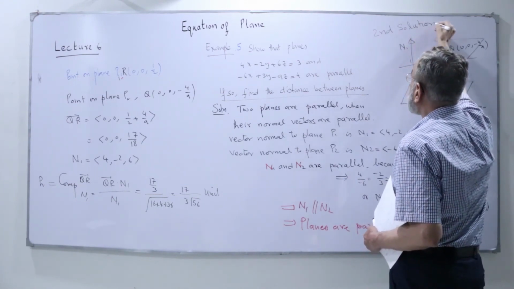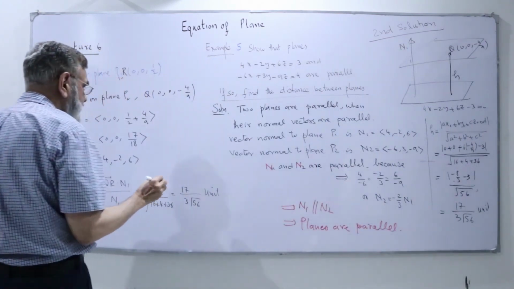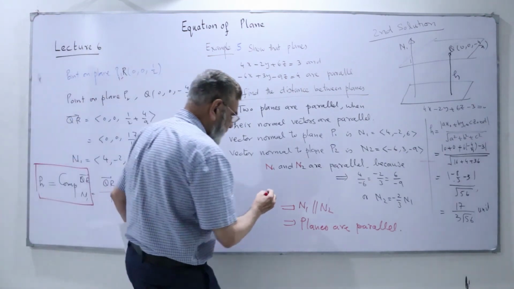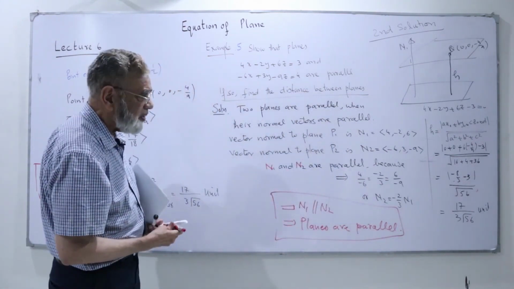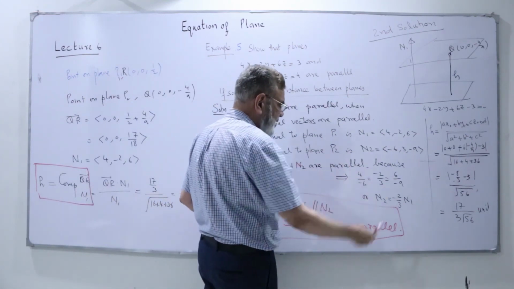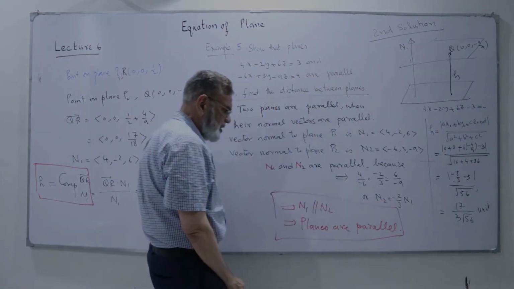I will write here second solution, and this was the first solution, where we used the formula that h is equal to the component of PQ along the normal; we find vector PR, we find n1, and we apply it here. We prove that these two planes are parallel. We can find the distance between the two planes when they are parallel. How can we find that they are parallel? We get the normal vectors and take the ratio of the normal vectors, or we say one normal vector is a scalar multiple of the other, so they are parallel.